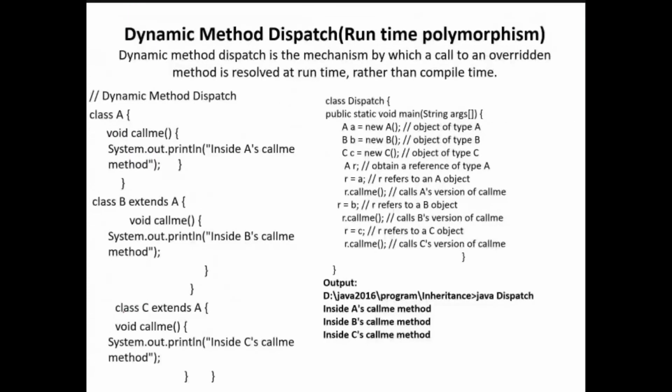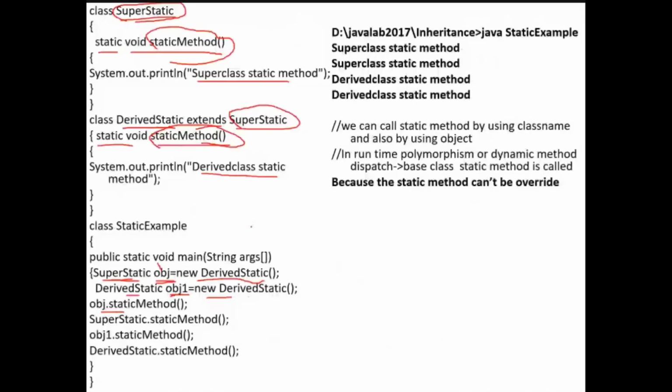In the previous example, I had a callMe method in the base class and also in the derived class. When the reference R contains an object of B, it calls the derived class callMe only. But here this obj contains a derived class object only. So if I call the static method using obj, it should call the derived class static method only. Why would it call the base class static method? Did you understand my question? Ma'am, static method cannot be overridden.